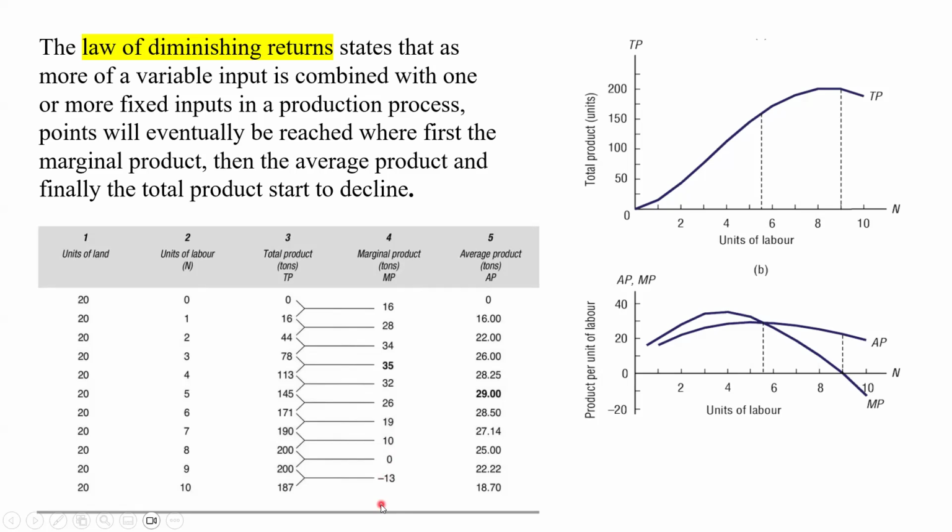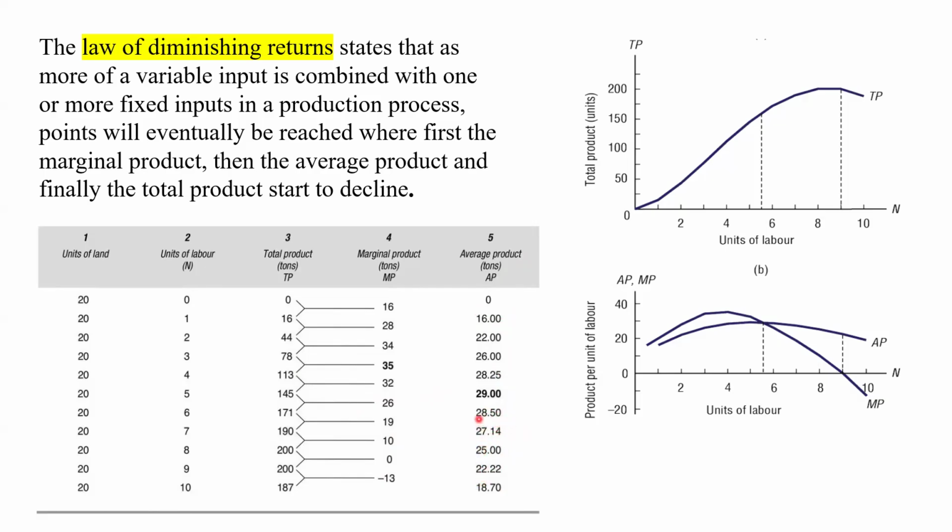Also with the average product, meaning the product that is being produced per unit of labor, it starts at 16, then 22, it starts by increasing, and then it reaches a certain point where it's at its maximum, then it starts to do what? To decrease. Meaning even the production by each worker is starting to decrease at this point. You can see it's decreasing.